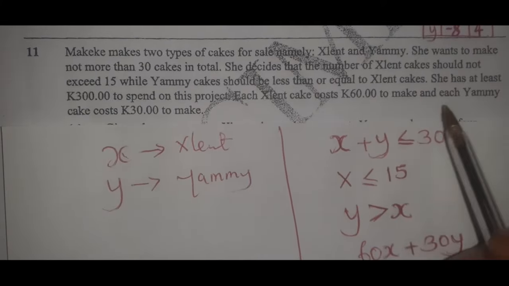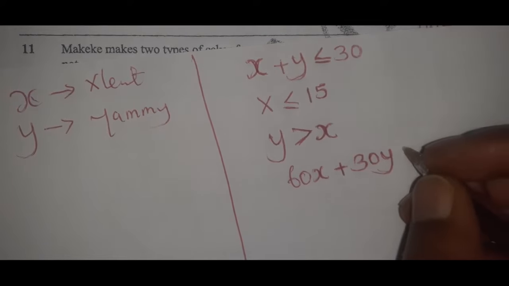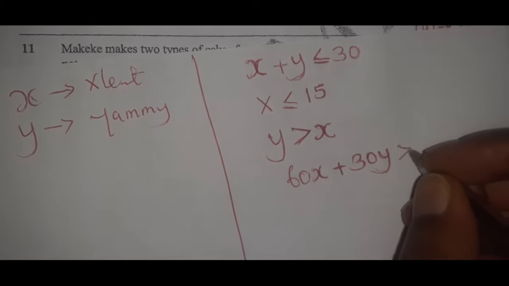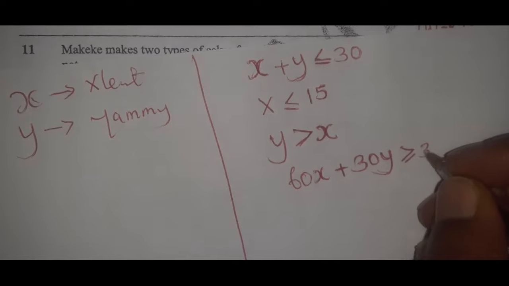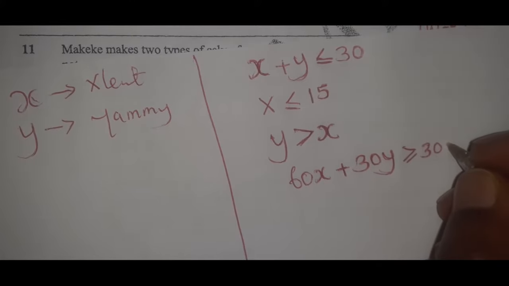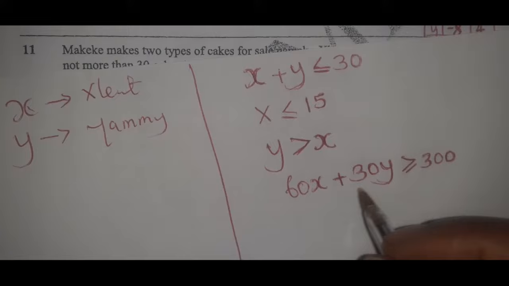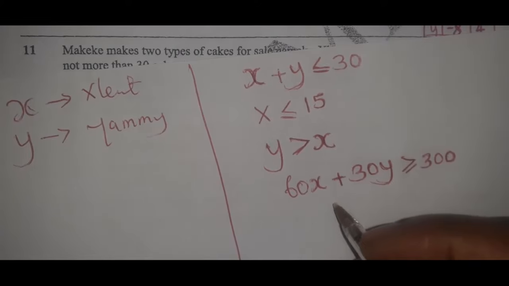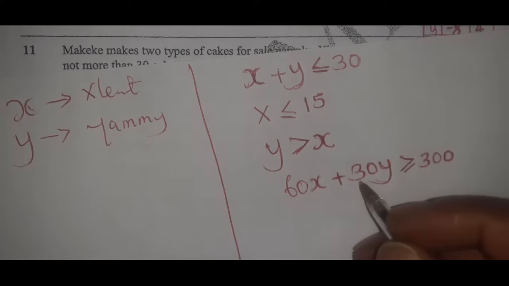Then she has at least 300 kwacha to spend. So 3 or more, 300 kwacha. So she can spend a minimum of, it could be equal to 300 kwacha or more. So this is how we are supposed to write this inequality. But then we can simplify this one by dividing throughout by 30.